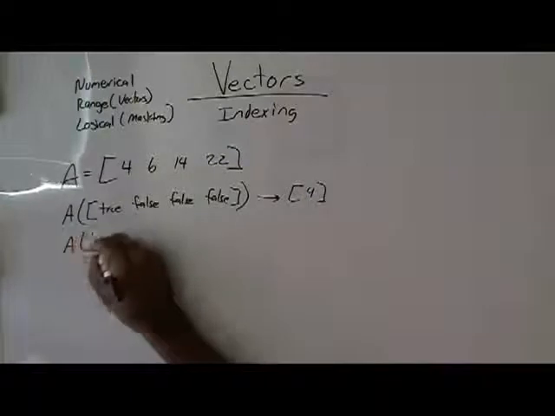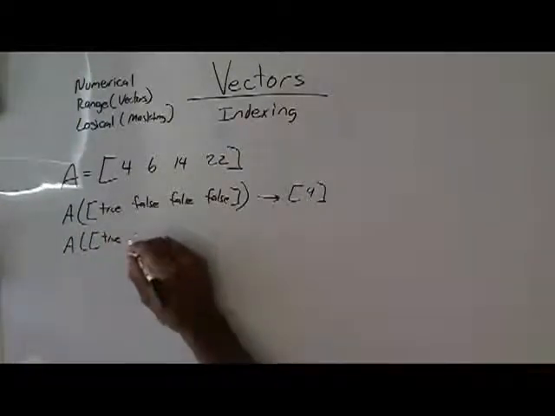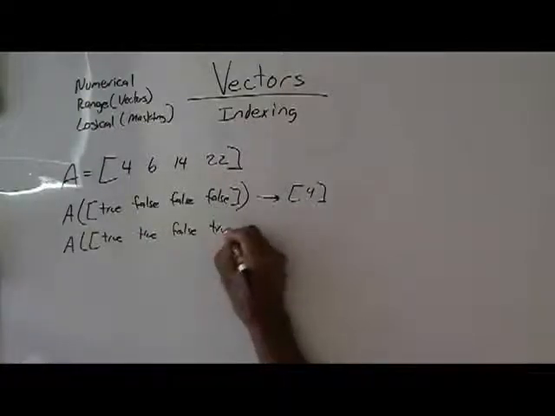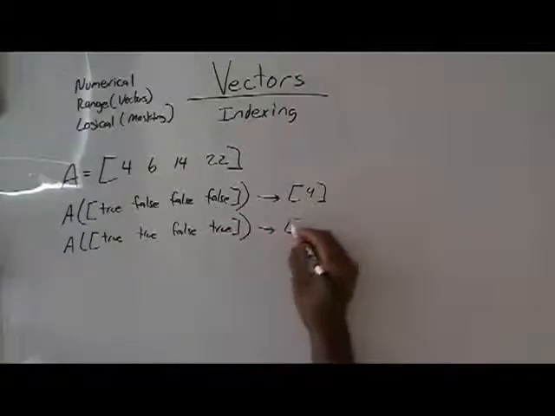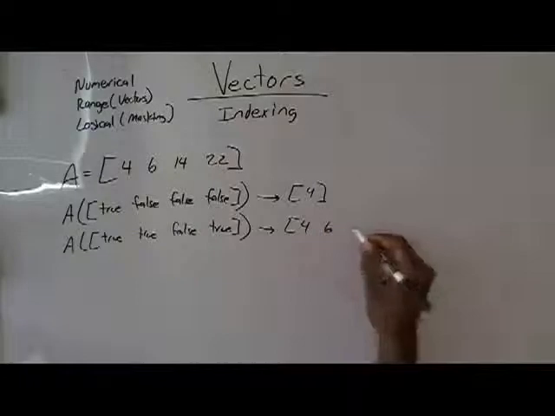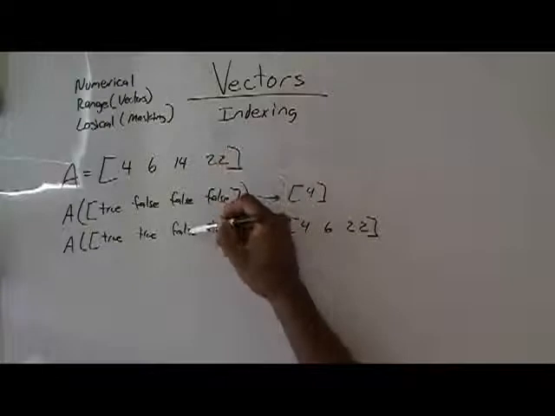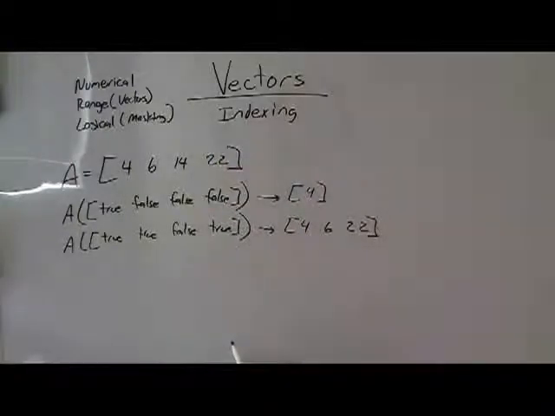If I did A indexed at true, true, false, true, then that's going to give me back the vector 4, 6, 22. 14 didn't make the cut because it got masked out with the false. So that's essentially logical indexing, which is masking. And that's easy, and it comes up a lot when you're doing images and other types of data as well. Keep in mind, we're learning the pieces now. We'll start putting them together a little bit later on.